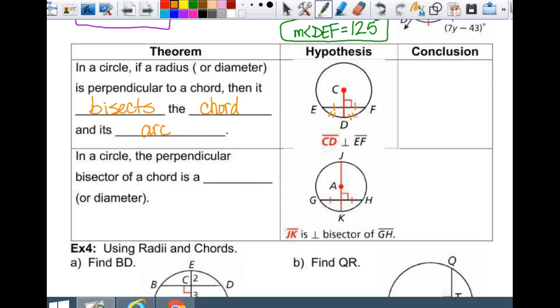So not every chord bisects each other or anything, but if it's a radius or a diameter and it's perpendicular, then it bisects it. So we're going to add a letter in here. We're going to add a G so that we can talk about that and say that line segment EG is congruent to line segment GF. We also know that arc ED, oh, that would not be an arc, would it? Arc ED is congruent to arc DF.